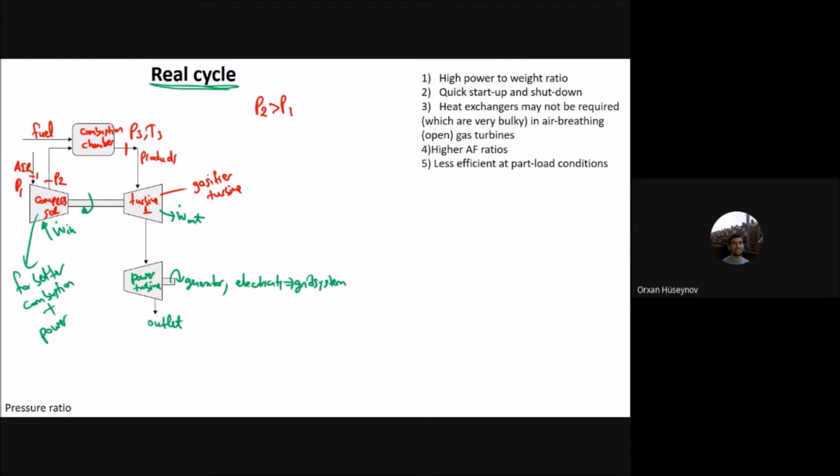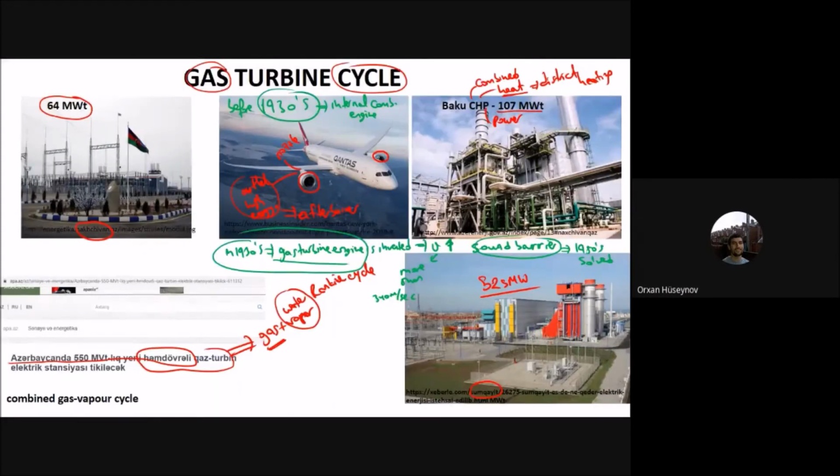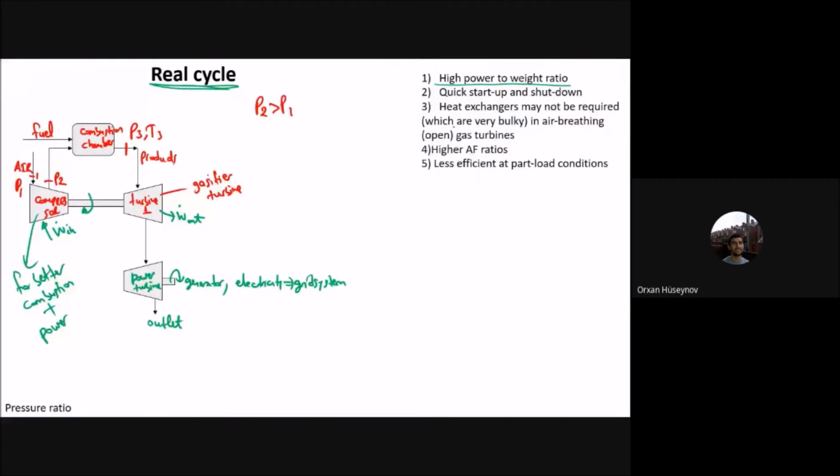The first advantage is that it has a high power to weight ratio. You can see the gas turbines of the airplane, there are two gas turbines here, one there and one there. You have two power units here, and these two power units have a very high power to weight ratio. This is the first advantage. And the second advantage is that you can have quick startup and shutdown. This is the next advantage.